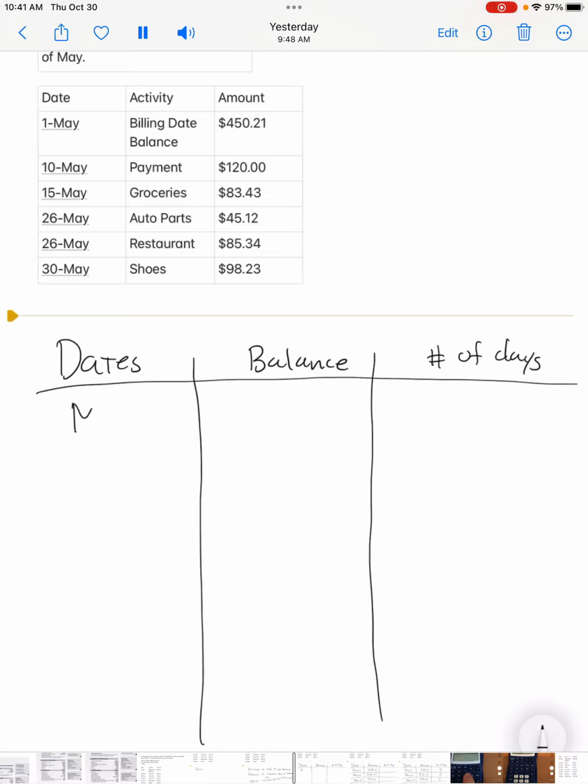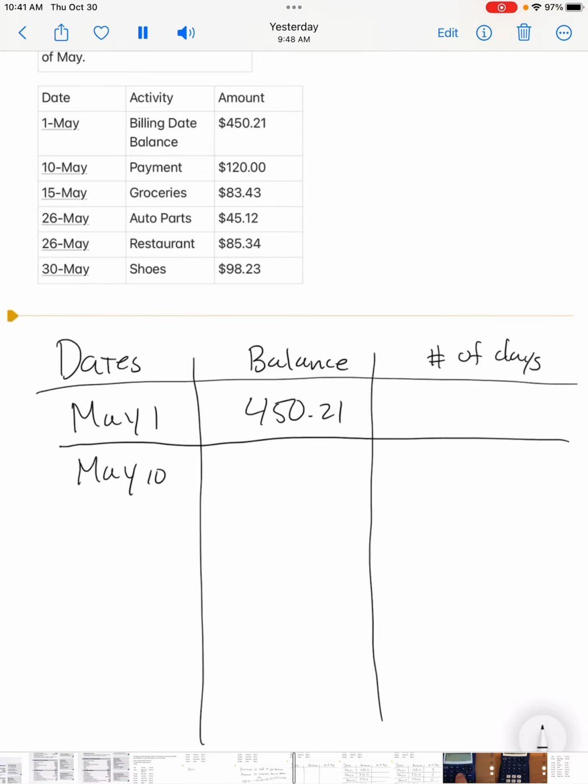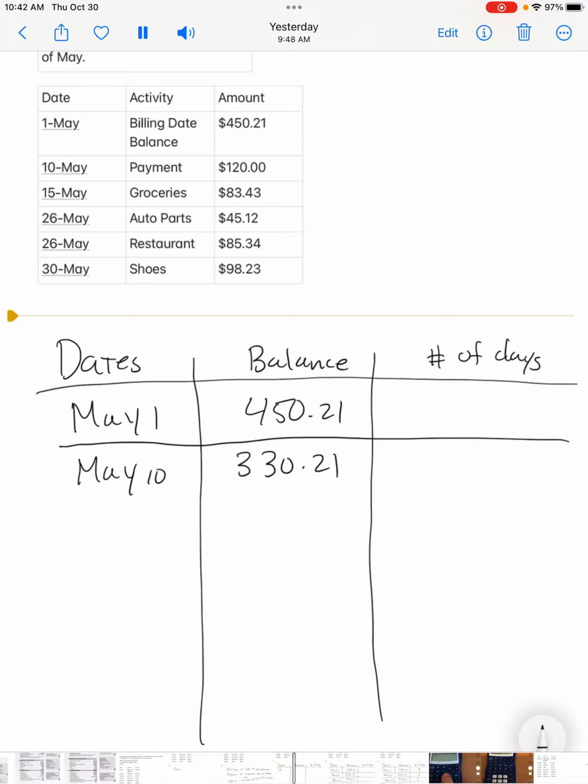So the dates that are important are May 1st. I'm just going to do them in order. On May 1st, we had a running balance of $450.21. So we write that down. Then the next thing happened on May 10th. I could draw a line in here just for my eyesight. On May 10th, we had a payment of $120. So we're going to take our $450.21 and we're going to take off $120 because we made that payment. So the new balance on my credit card after making that payment is $330.21.